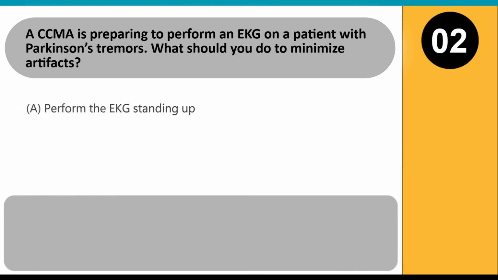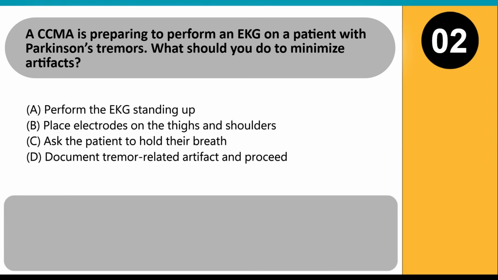A CCMA is preparing to perform an EKG on a patient with Parkinson's tremors. What should you do to minimize artifacts? A. Perform the EKG standing up. B. Place electrodes on the thighs and shoulders. C. Ask the patient to hold their breath. D. Document tremor-related artifact and proceed.